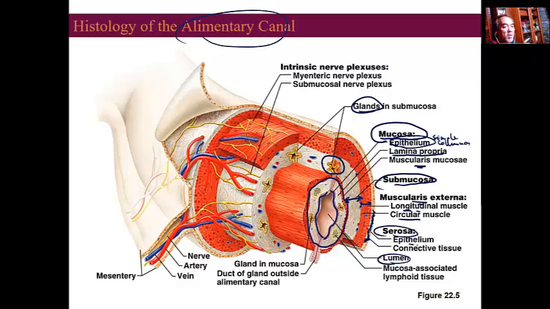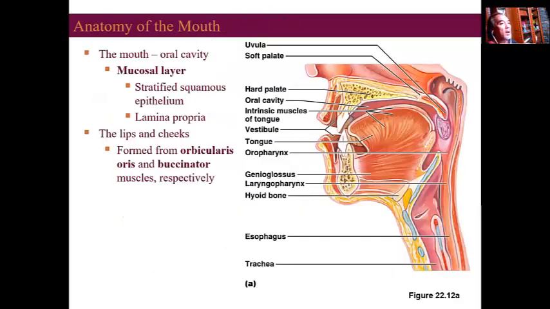It's also made out of epithelium and connective tissue. Those are the different layers of our alimentary canal. Now, let's take a look at the anatomy of the mouth. Remember, the lips and the cheeks are made out of your orbicularis oris muscle for the lips, and then the buccinator on the cheeks. And the mouth, which is the oral cavity, is made of stratified squamous epithelium, non-keratinized.